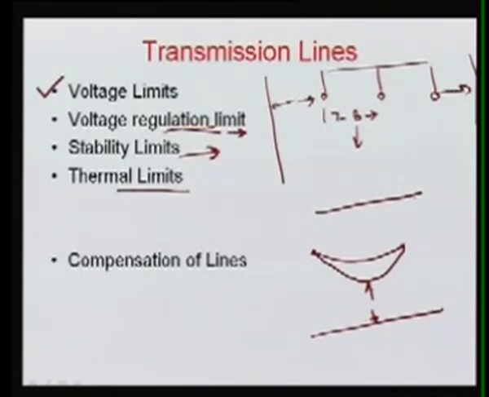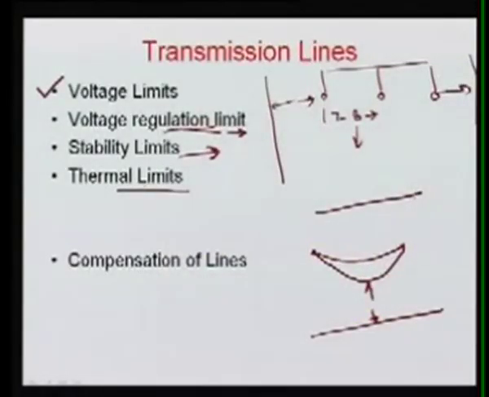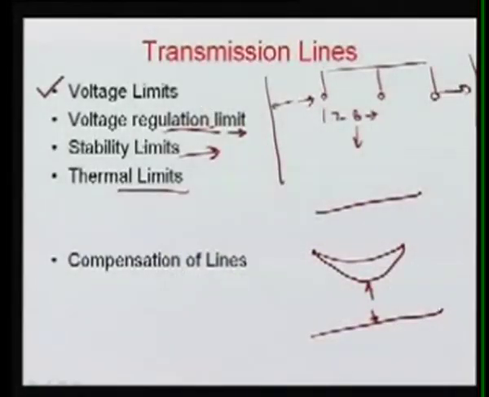Normally, this is more prominent in the case of the short transmission line. In the short transmission line, stability is not the major concern, and normally the thermal limit is the governing criterion. However, in the long transmission line, the stability limit is the governing criterion, because we cannot load more than the stability limit. Your stability limit is always less than your thermal limit. So, we have to consider the thermal limit for the short transmission line.